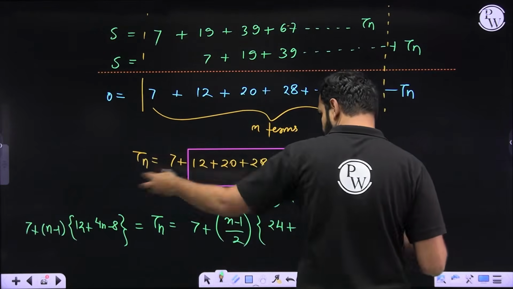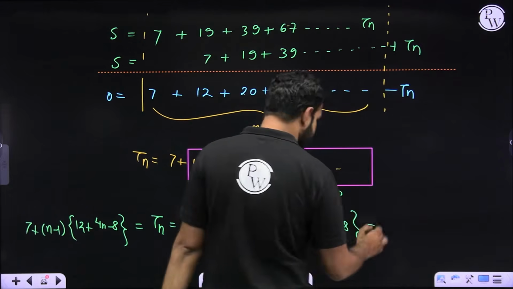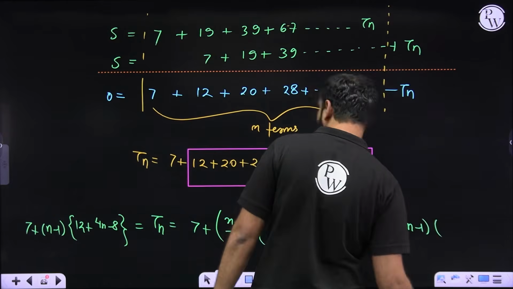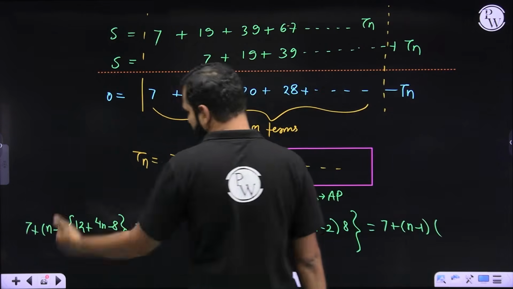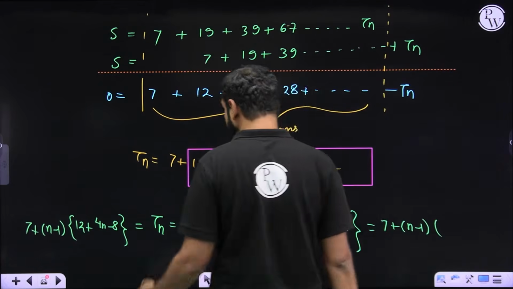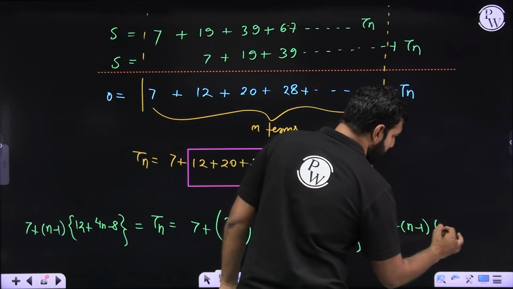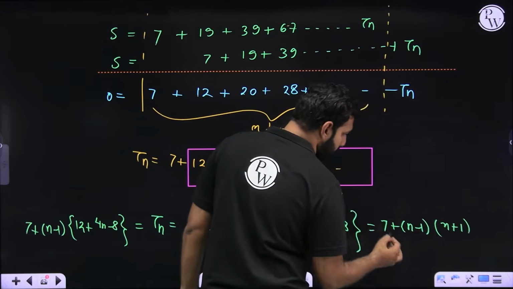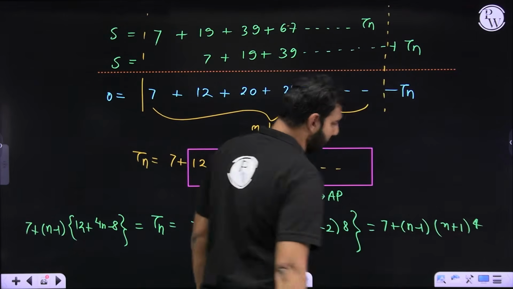The next step from there to here. So it is 7 plus (n minus 1) times, what do I have next? It is 12 plus 4n minus 8. 4n remains 4n. 12 minus 8 is going to be 4. So it is 4n plus 4. It is going to be 4n plus 4, and this 4 I'm taking outside. I hope you're comfortably understanding it.